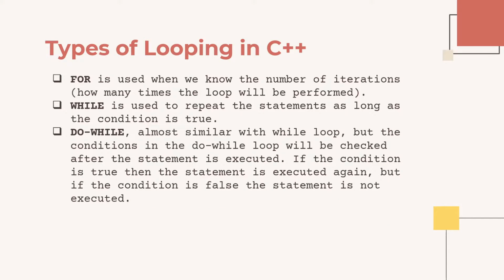And the third is do while. Do while is almost similar to the while loop, but the condition in the do while loop is checked after the statement is executed. If the condition is true, then the statement is executed again, but if the condition is false, the statement is not executed.